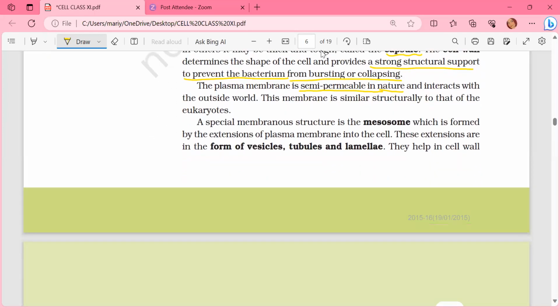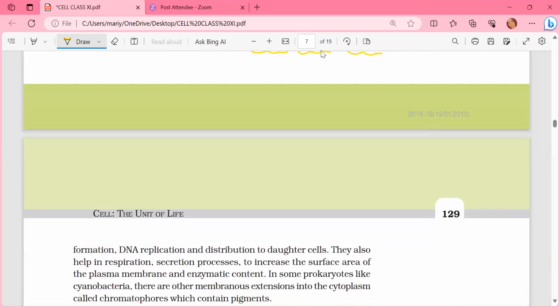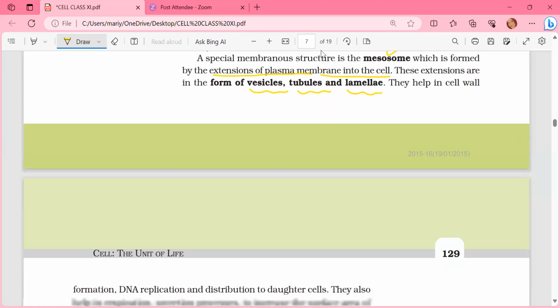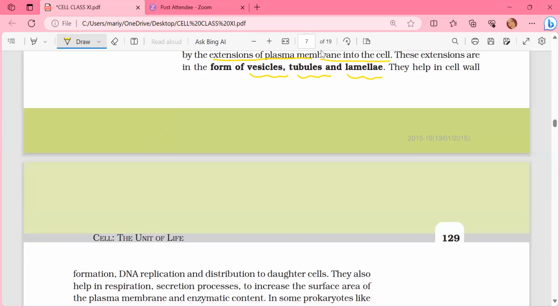Now, talking about a special membranous structure, which is known as the mesosome. This is formed by the extensions of the plasma membrane into the cell. These extensions are in the form of vesicles, tubules, or lamellae. And what is the function? We are talking about the functions of the mesosome. First of all, they help in the cell wall formation.